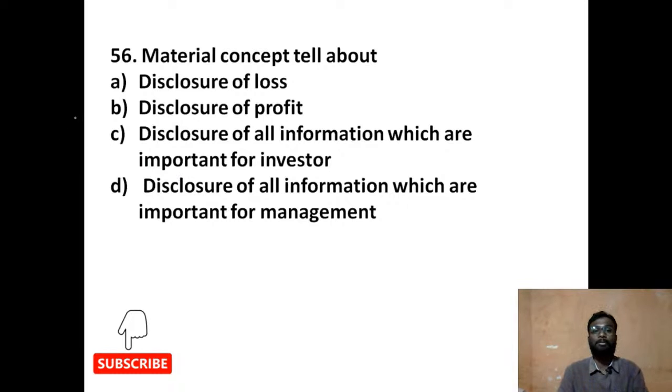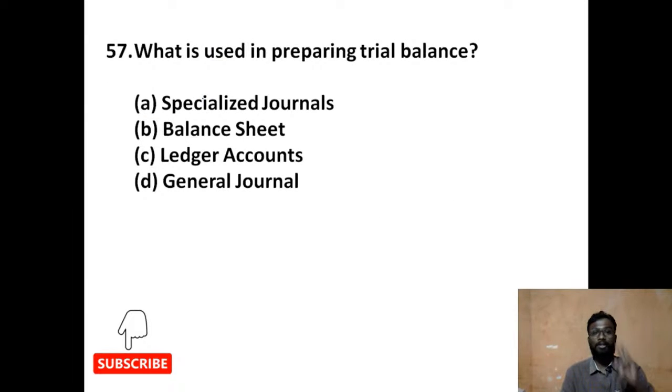Material concept tells about what? Disclose all the information which is important for the investor. Whatever important information is required for the investor should be disclosed. What is used in preparing trial balance? Specialized journals, balance sheets, ledger accounts, journal ledger. Ledger accounts are important for preparation of trial balance.